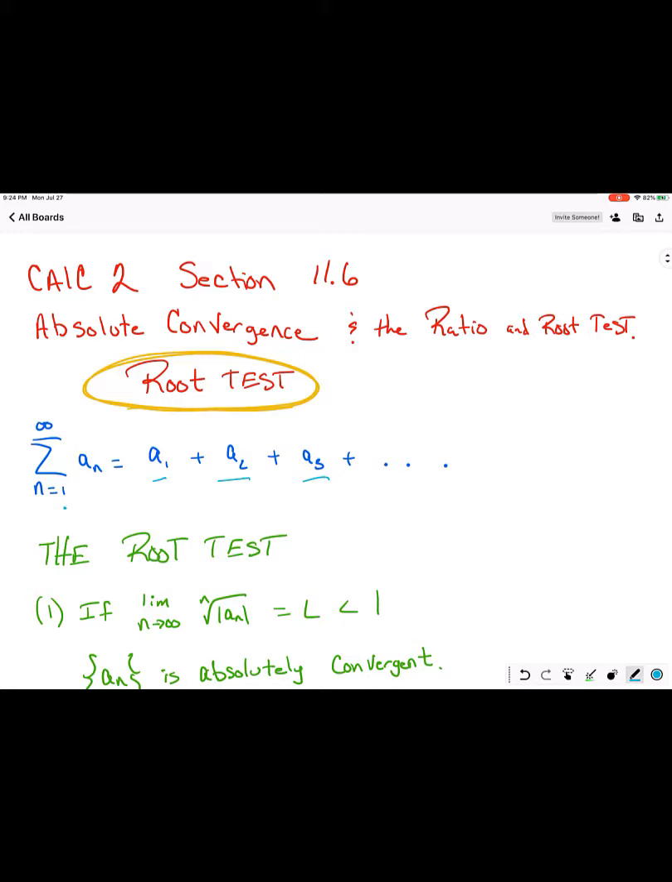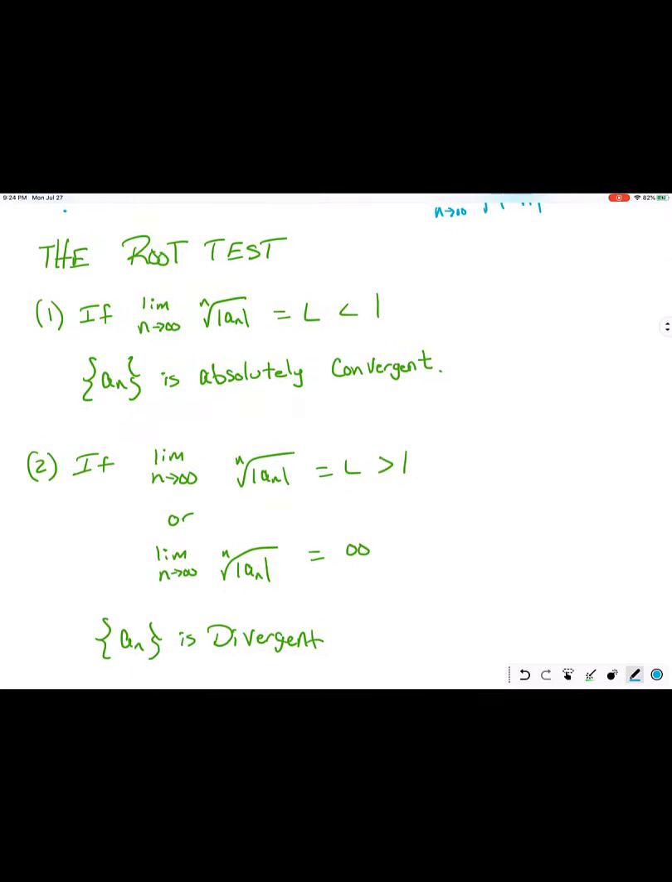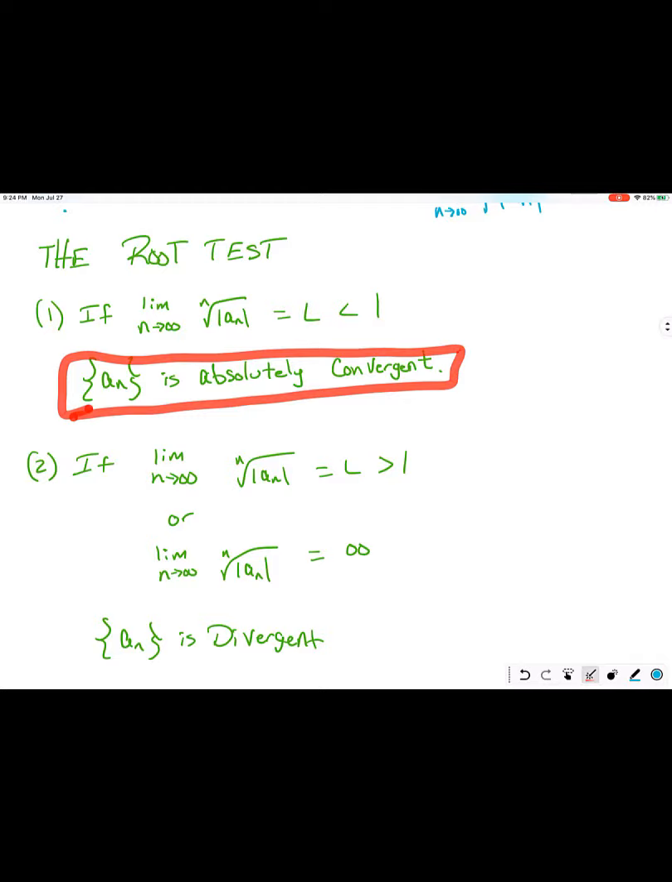So for the root test, what we're going to do is take that a sub n, apply an absolute value, and then apply the nth root of that, and then the limit as n approaches infinity. And then the root test will have one of three situations. The first situation that we want to think about is what happens if L is less than 1. Then a sub n is absolutely convergent.